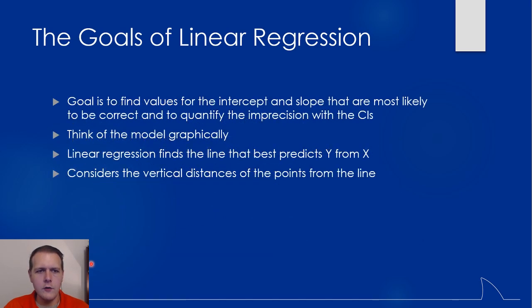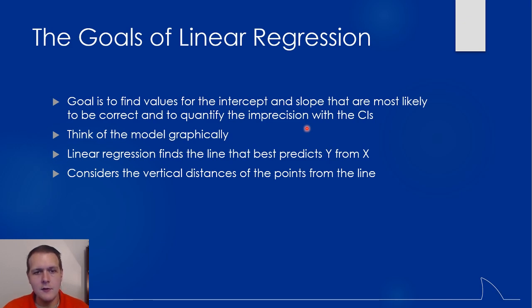So our goal, though, is to try to find the values for the intercept and slope that are most likely to be correct and try to quantify that imprecision with the confidence intervals, right? So we're taking this data that we have, we're developing a model for it, and that model is going to be illustrated by that equation for the line we saw in the last slide. And then we're going to try to apply that out to other individuals within the population.